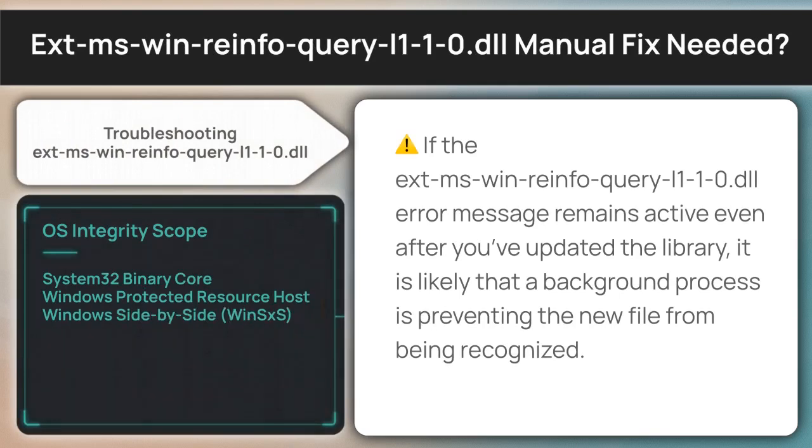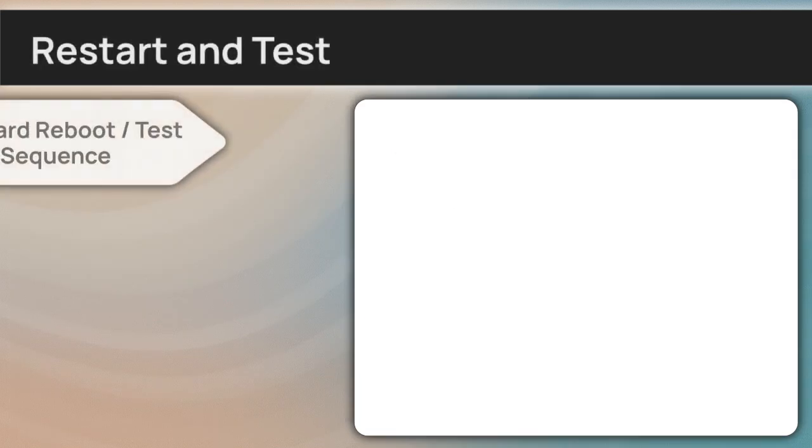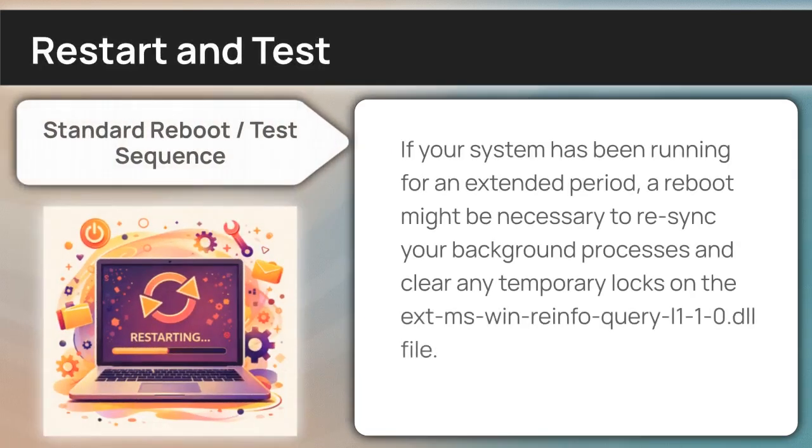If the redistributable repair didn't resolve the pop-up, the next logical step is to analyze the local environment for process conflicts. A simple restart can resolve file in use errors that mimic a missing Windows Registry Information Query Library message. It's a low-effort step that ensures your operating system starts with a clean execution stack.